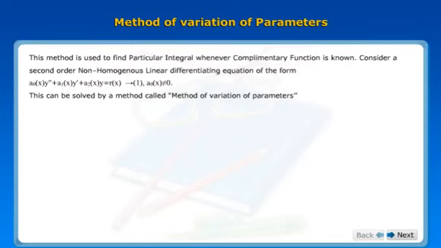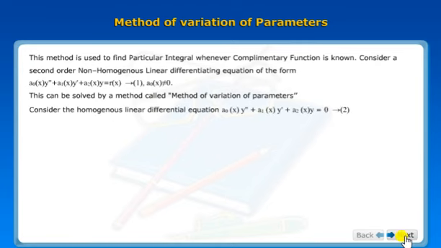This can be solved by a method called method of variation of parameters. Consider the homogeneous linear differential equation a0 of x into y double dash plus a1 of x into y dash plus a2 of x into y is equal to 0. That is equation number 2.